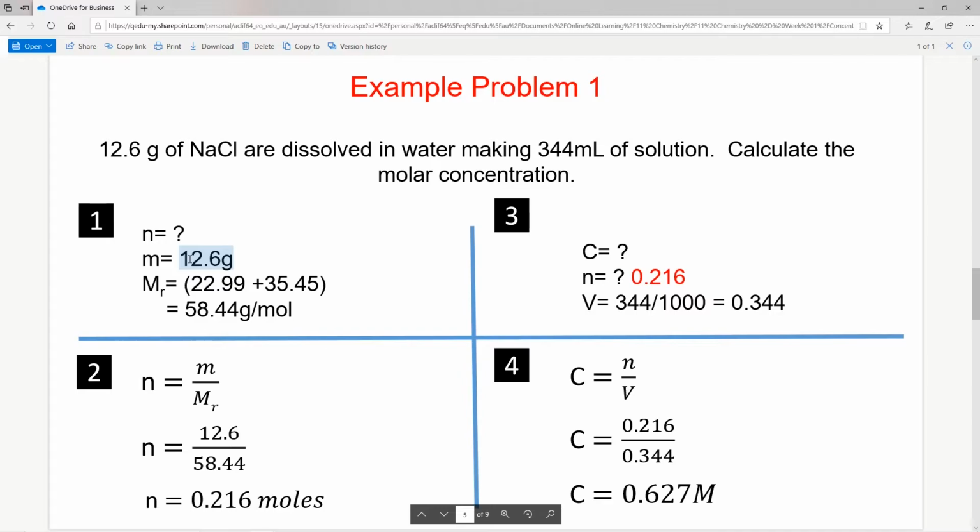That's 12.6 grams. We can also very easily work out the molecular mass. If you've forgotten how to do that, the molecular mass is just from the periodic table for all of the elements in the solution. So in this case, sodium is 22.99, chlorine is 35.45. You add those together and you end up with 58.44 grams per mole. So that is our molecular mass. So we have mass, we have molecular mass. Now we can use that information to find out the number of moles.